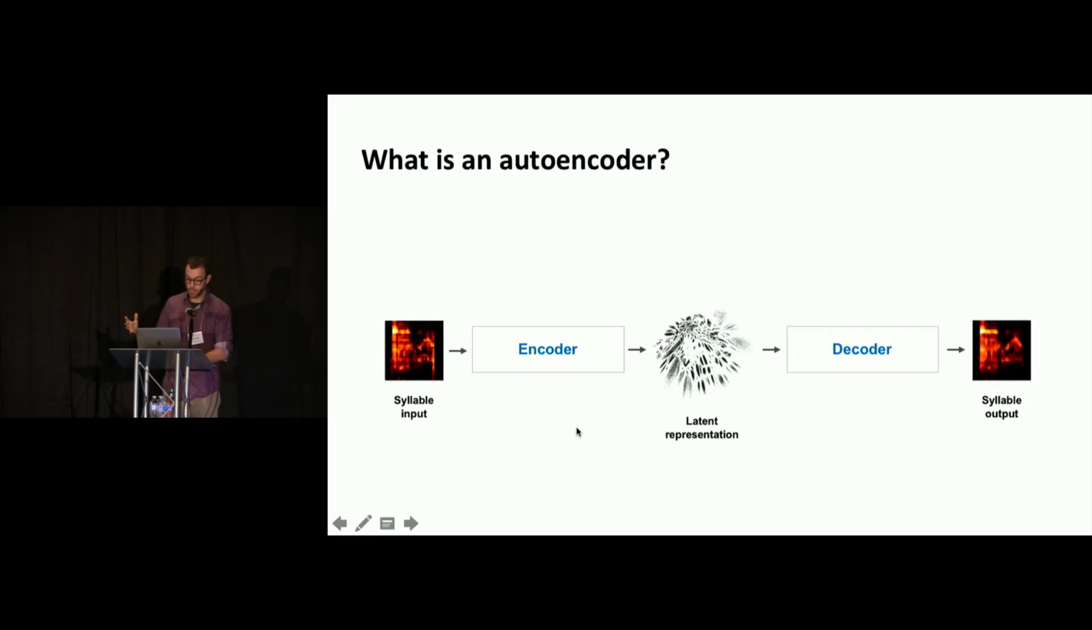So this is what an autoencoder looks like. You have your syllable as input. You have your encoder network, which encodes them into a latent representation, a lower dimensional representation. And then you decode from that lower dimensional representation back into a syllable's output. So basically, you're trying to squeeze your syllable input through a lower dimensional representation while still being able to recover your output, so dimensionality reduction.